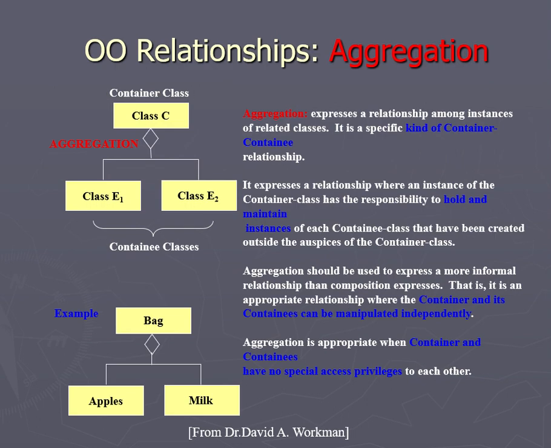Aggregation expresses a relationship among instances of related classes. It is a specific kind of container-containing relationship. It expresses a relationship where an instance of the container class has the responsibility to hold and maintain instances of each contained class that have been created outside the auspices of the container class. Aggregation should be used to express a more informal relationship than composition expresses. That is, it is an appropriate relationship where the container and its contained can be manipulated independently. Aggregation is appropriate when container and contained have no special access privileges to each other.